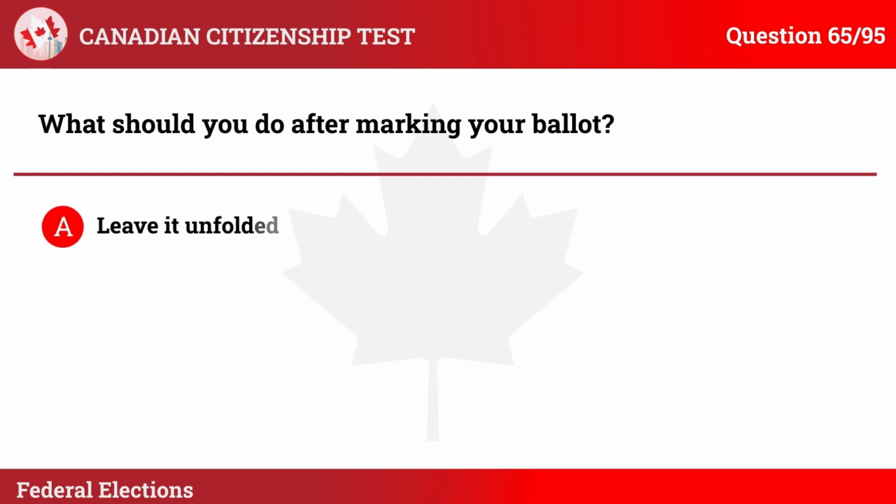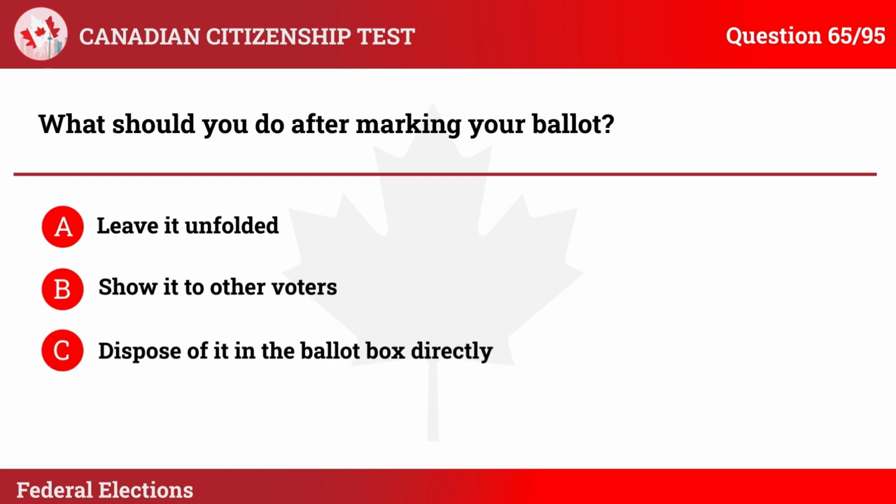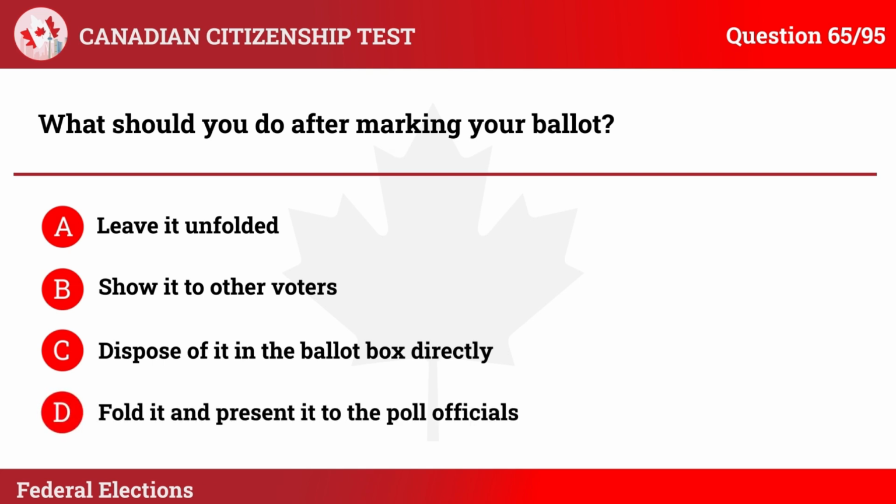A. Leave it unfolded. B. Show it to other voters. C. Dispose of it in the ballot box directly. D. Fold it and present it to the poll officials.